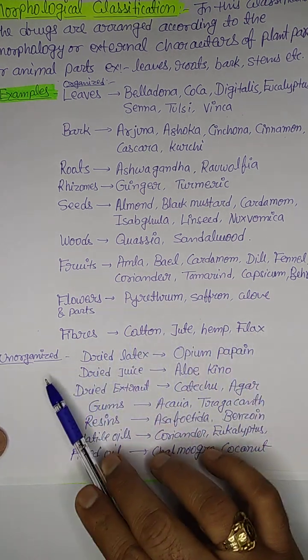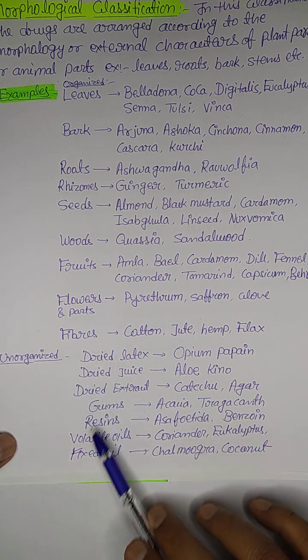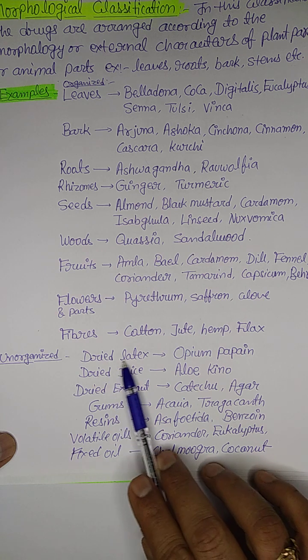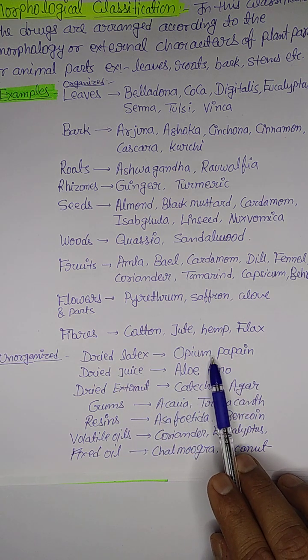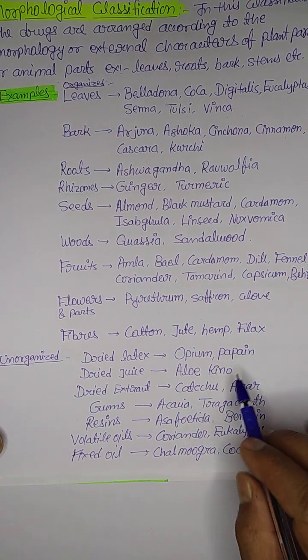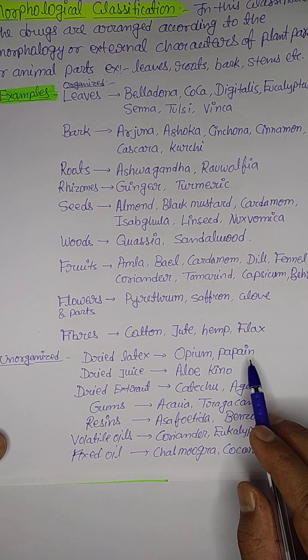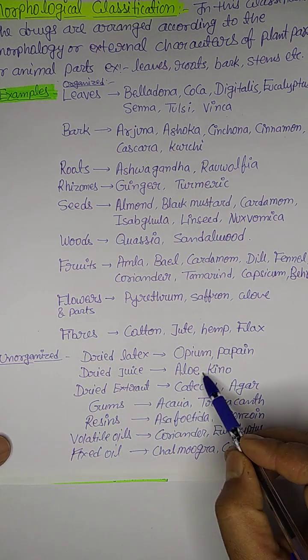Then when we talk about unorganized drugs, in this morphological classification we can write a huge number of examples. Dried latex: we have opium, from which we get morphine and codeine. And from Carica papaya we get the papain enzyme. Dried juice: we have aloe and quinoa, right?